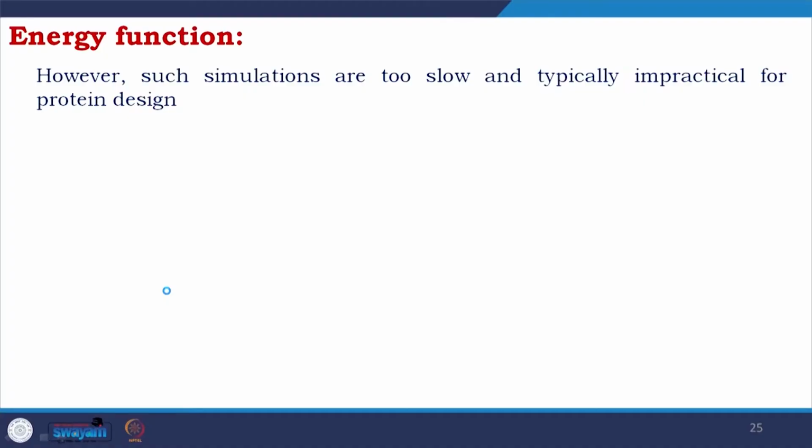If you remember, I talked about this when I was talking about MD simulation. In MD simulation, you are applying classical physics, whereas in quantum mechanics, what you are doing is electronic level calculation, which is sometimes even more accurate than real life experiment. However, such simulations are too slow, as I told, they are time demanding and computation demanding. It is typically impractical for protein designing, considering the big size of a protein as a macromolecule.